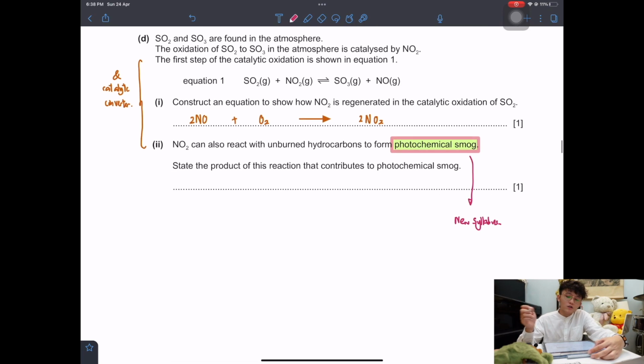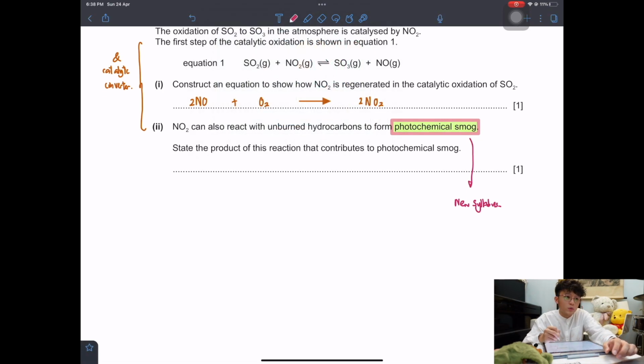So for the new syllabus, photochemical smog. Guys, what is photochemical smog? It is actually caused by PAN. What is PAN, right? We call it peroxyacetyl nitrate. And this is formed when NO or NO2 reacts with unburned hydrocarbons.